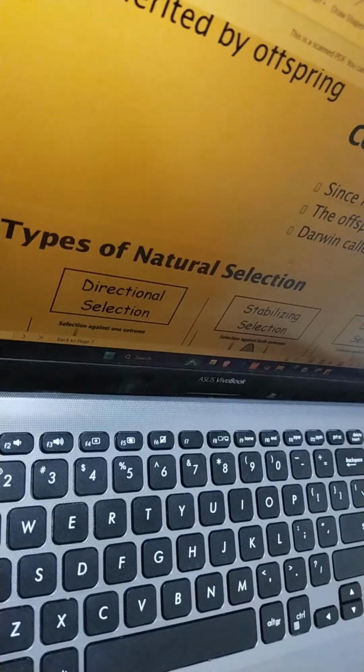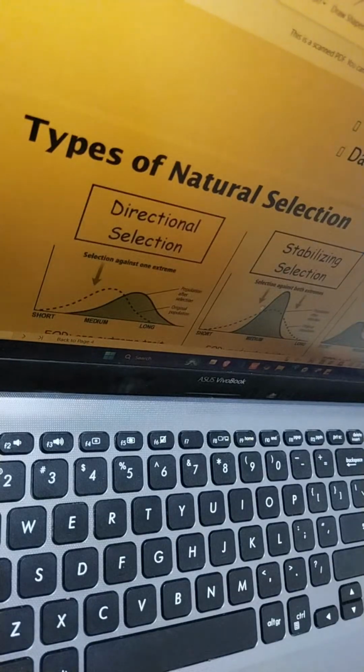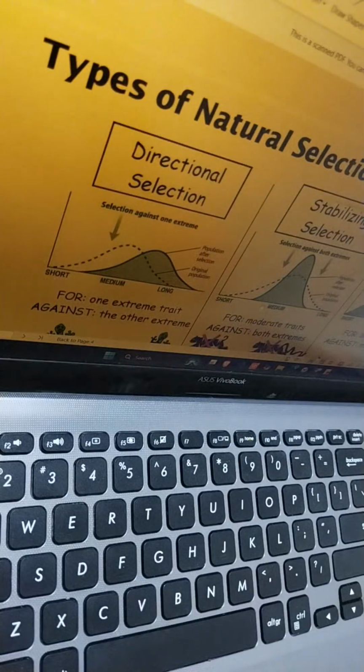And now we will see the different types of natural selection: directional selection, stabilizing selection, and disruptive selection. Directional means it will select one extreme. Stabilizing selection will not select either of the extremes. And disruptive means it will select both extremes.